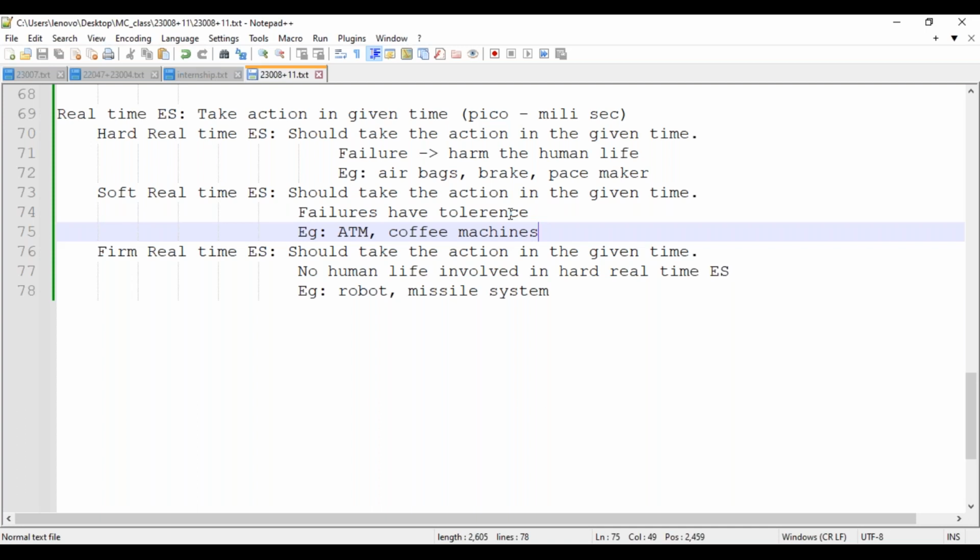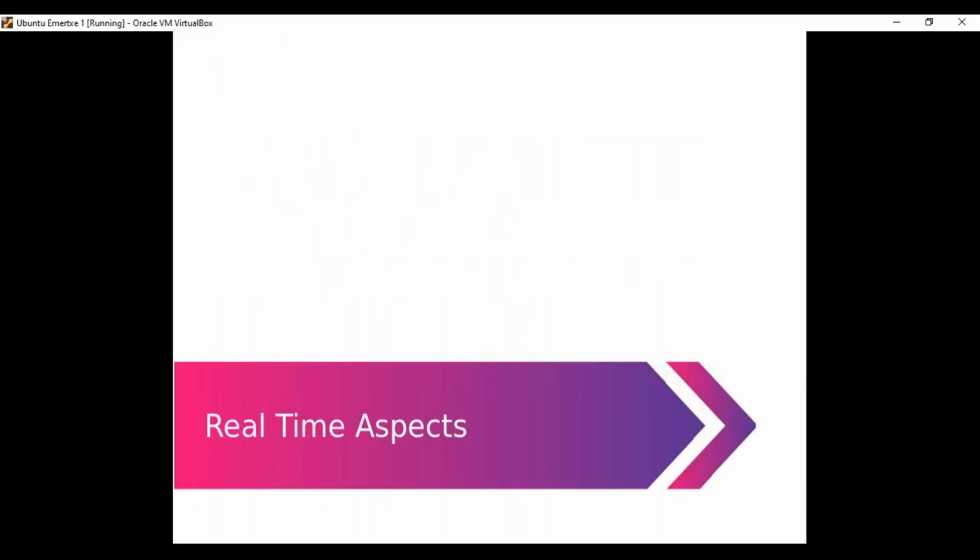I hope you are getting this. Guys, are you people able to follow? Okay. So as I said, your firm real time or soft real time or hard real time are all for the embedded systems. So that is nothing but real time aspects of embedded systems.